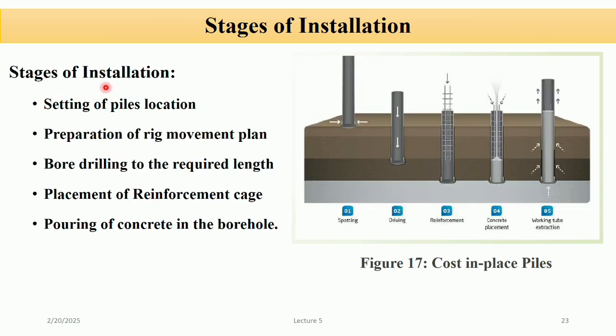Stages of installation. Constructing cast and place piles involves several key steps to ensure a stable and effective foundation. The first one is setting up the pile location. Accurately mark each pile's position on the ground. Number two is preparation of the rig movement plan. Evaluate the terrain to determine the most efficient path for moving drilling rigs and equipment, and establish a clear route that facilitates easy access to each pile location while minimizing disruption.